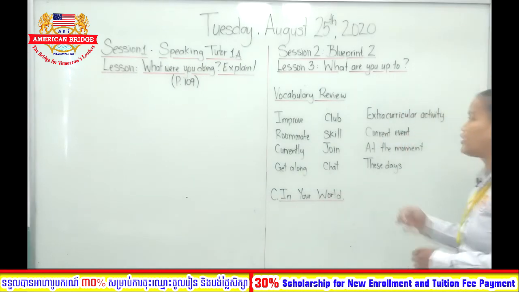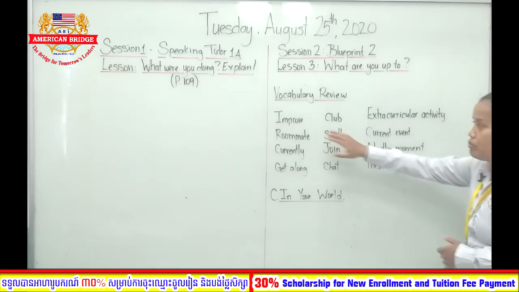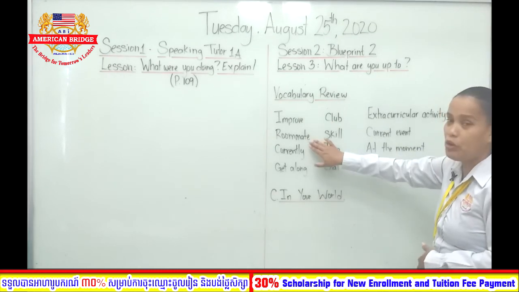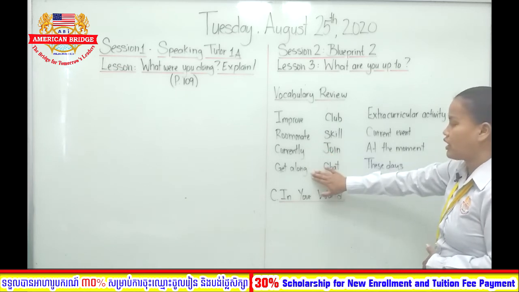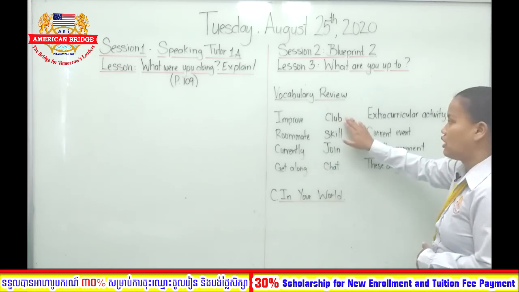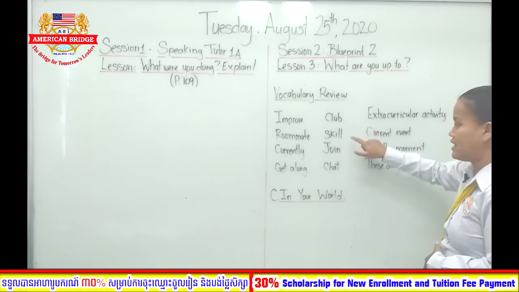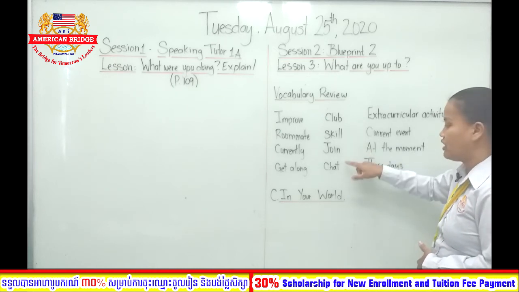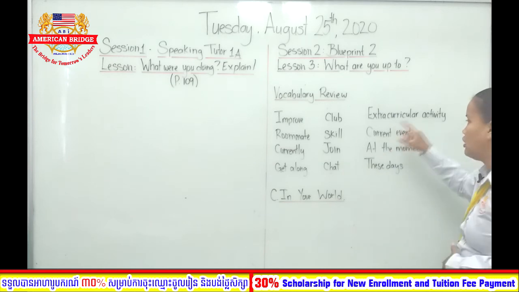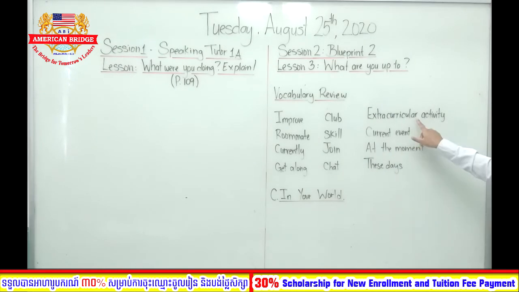Okay, alright, so here it is, vocabulary review. We have improve, roommate, currently, get along, club, skill, join, chat, extracurricular activity, current event, at the moment, these days.